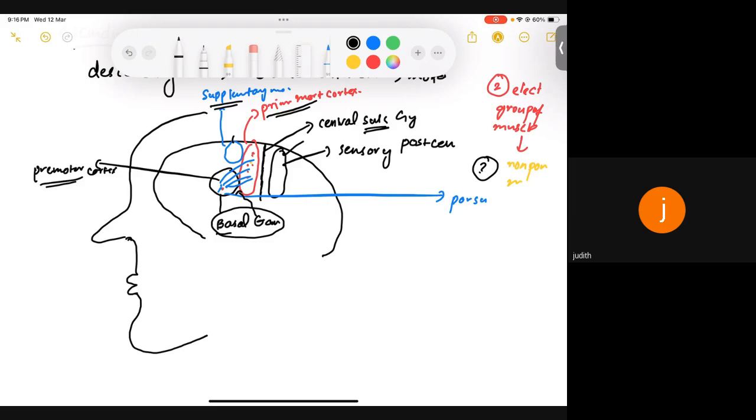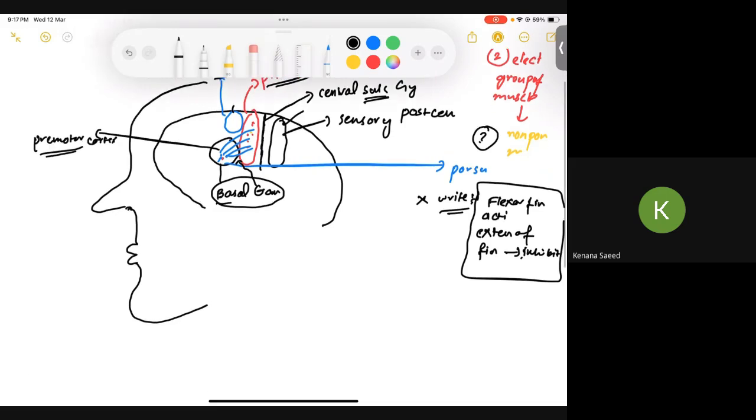For example, let's suppose I want to write something on my page, right? Let's suppose I'm writing now. What happens during writing? You can see the flexor muscles of my fingers are activated, while the extensor muscles of my fingers are inhibited, right? Is that clear? It means during a fine movement or a purposeful movement, you are not going to stimulate all of the muscles. You are going to stimulate certain muscles, but at the same time, you have to inhibit the opposite muscles, right? Is that clear? Yes, sir.